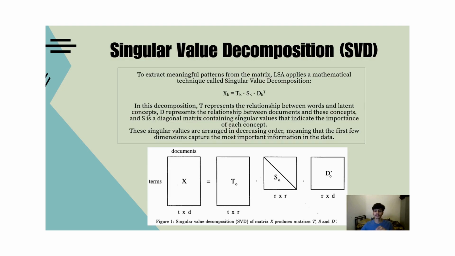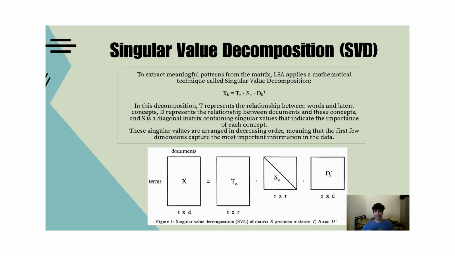Now, let us discuss the most important mathematical concept behind LSA, which is singular value decomposition, commonly known as SVD. SVD is a powerful matrix factorization technique that allows us to break down a complex matrix into simpler and more interpretable components. Mathematically, we decompose the term document matrix X as X equals T multiplied by S multiplied by D transpose. So here each component has a specific meaning.